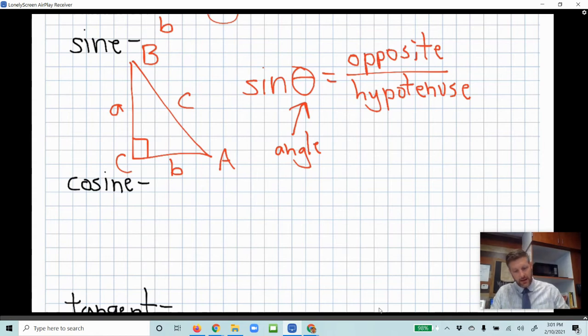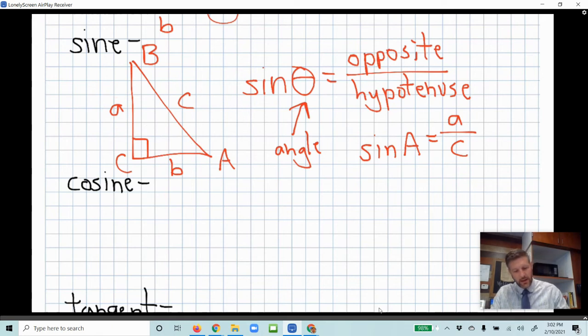And so if I say, for example, I want sine of angle A, you have to pick a specific angle you're looking at it from. It's going to be the opposite of A, which in this case is a, because a is across from it. That's considered opposite. So sine of A would be a over the hypotenuse. Now the hypotenuse, as you can see, is c. So in this case, the sine ratio for angle A would be a over c, because that's the opposite over the hypotenuse. And which one you call opposite depends on which angle you're referencing.